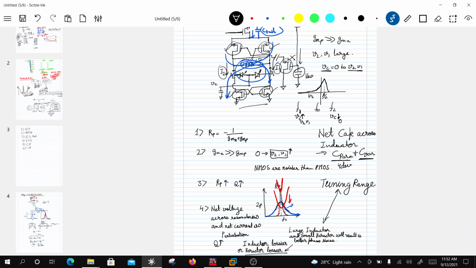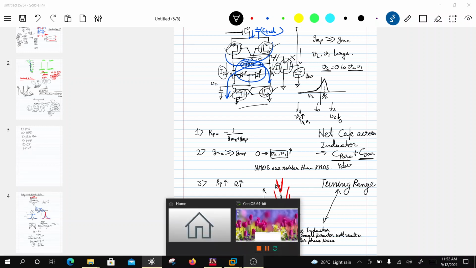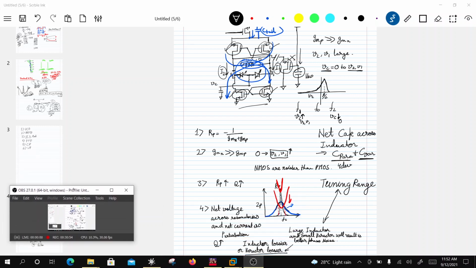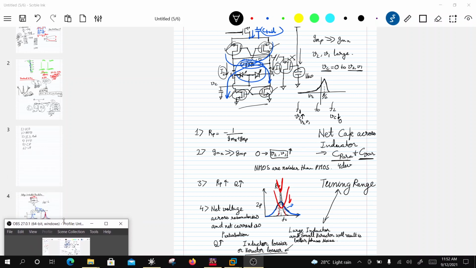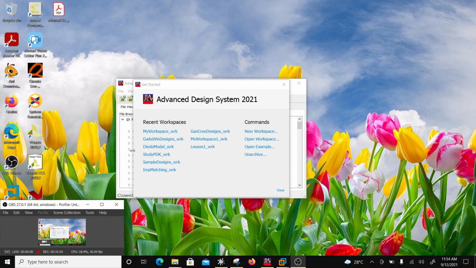So now we should jump into the simulation to see this, followed by the design. So we know some of the trade-offs here, right? Let me see how much time I have spent on recording. 30 minutes. Okay, so in the next 30 minutes I'm going to show you the design, right? Okay, so let's go ahead and look at some of the things.